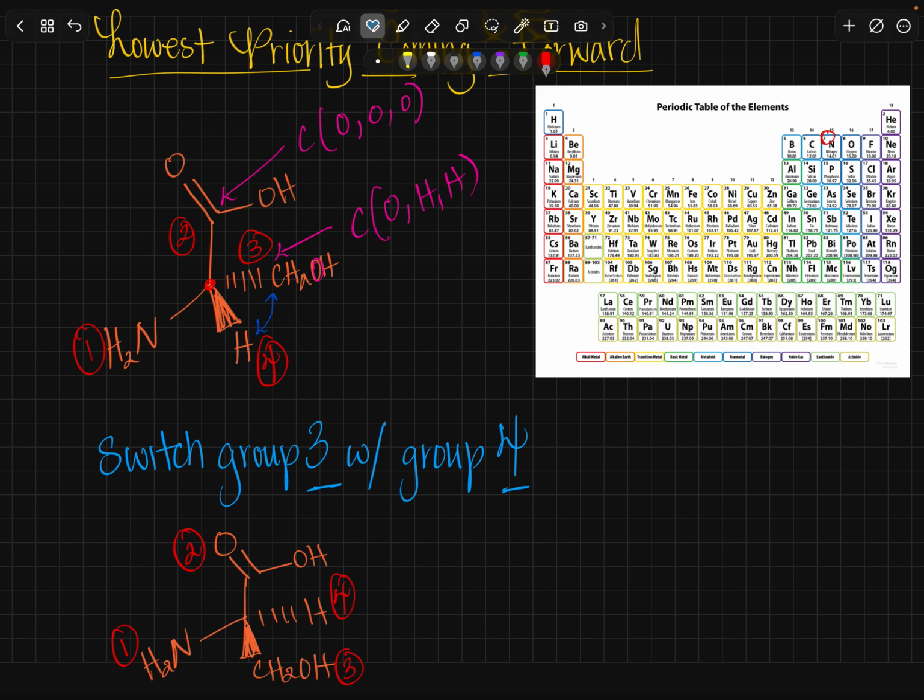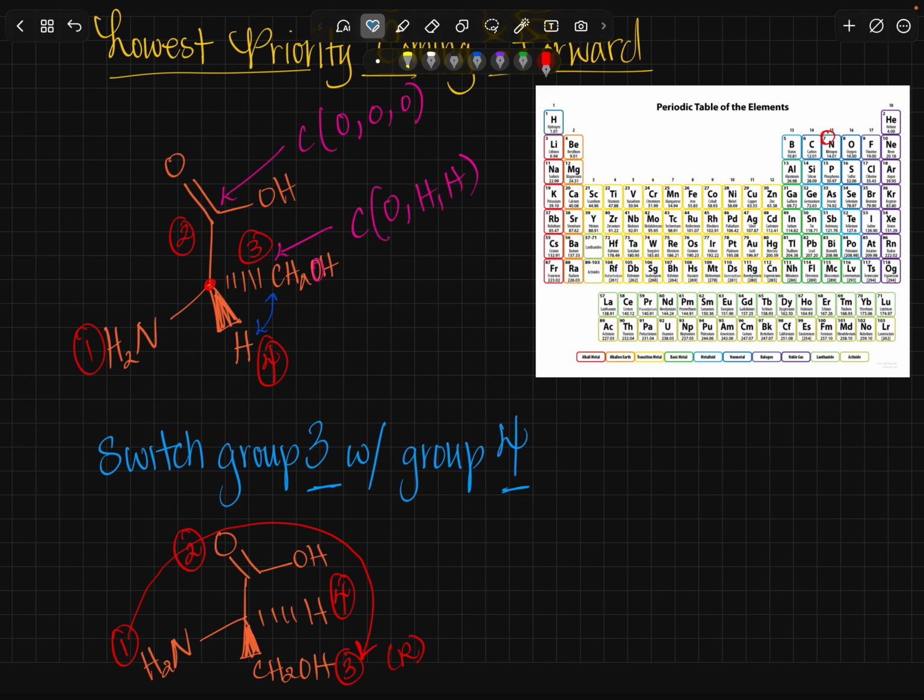Okay, and now we're gonna check to make sure our lowest priority group is going back. In this case, it is. Our hydrogen's on a dash line going back. We're gonna go from our 1 to 2 to 3. Okay, and we get R.